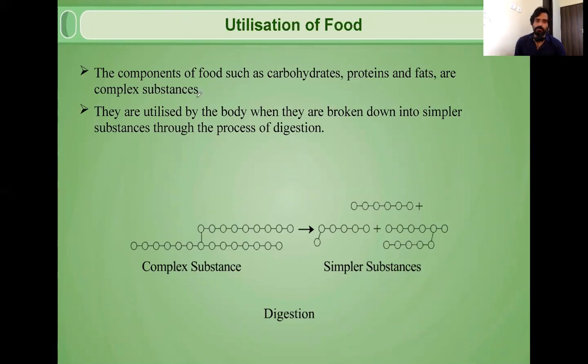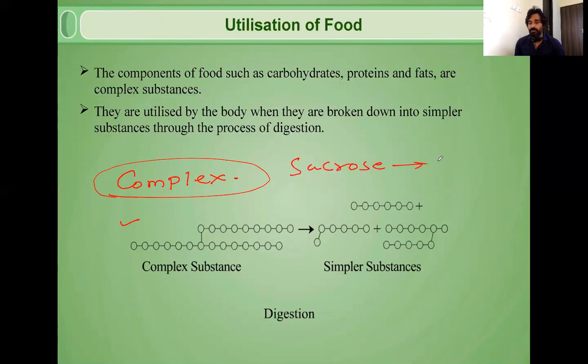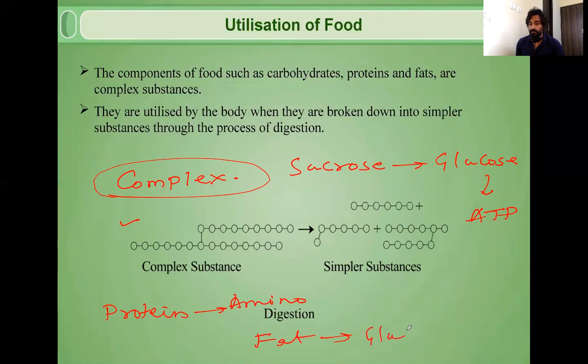Okay, utilization of food. Look what happens. We eat roti, dal, chawal. These are complex foods, and they have lots of complex substances like sucrose, which need to be converted into simple substances like glucose, and the glucose ultimately changes to ATP. Like protein, we have protein that needs to be converted into amino acids. Fats need to be converted again into glucose, and then glucose gets converted into ATP, right?